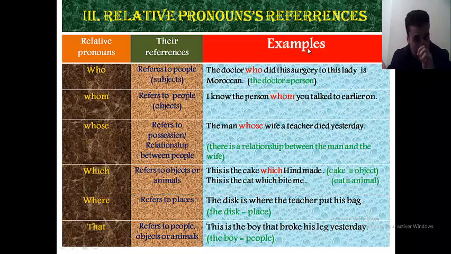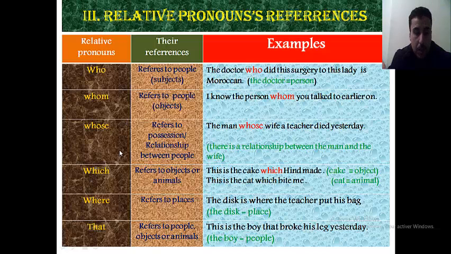And here we have some examples. So we have, for example, who. It refers to what? It refers to people. Always who. It refers to people. Okay. And for example, we have here: the doctor who did this surgery to this lady is Moroccan. Doctor, normally, who is a doctor? Yes, all the time the doctor is a human being, a person. So that's why we have used who here.